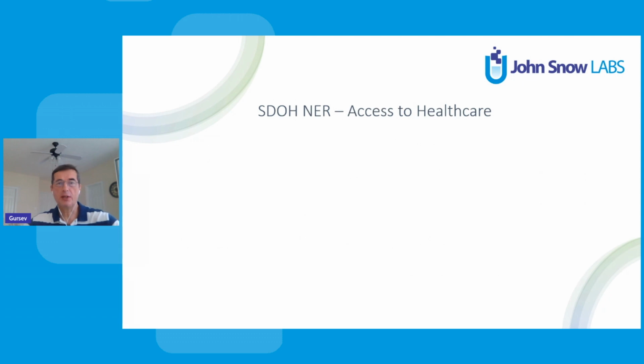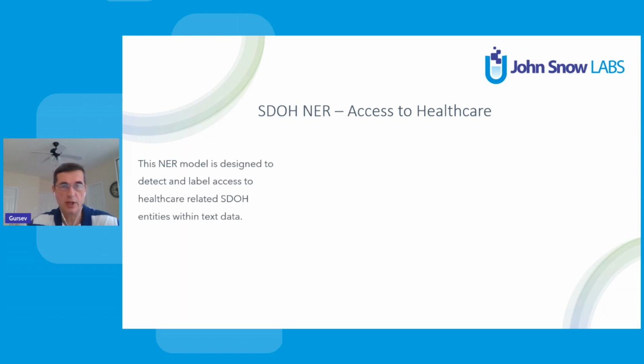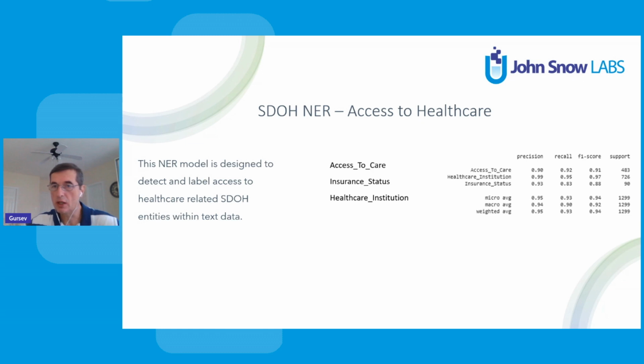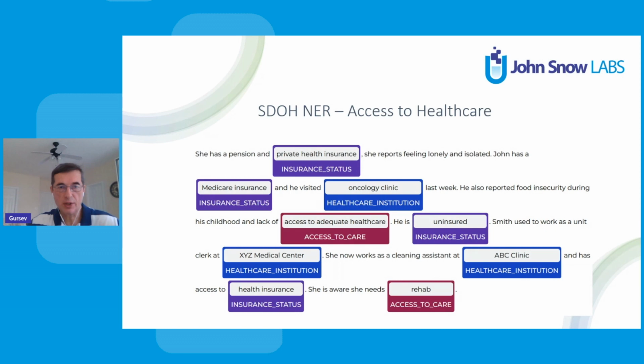So the next model is going to be access to healthcare. It's quite important. We know that okay, the healthcare is over there, but we want to understand if the person has access to that healthcare. So this model is going to get you these three different entities: access to care, insurance status, which is quite important also, and the healthcare institution. And the metrics of the model are right here. So let's take a look at this one.